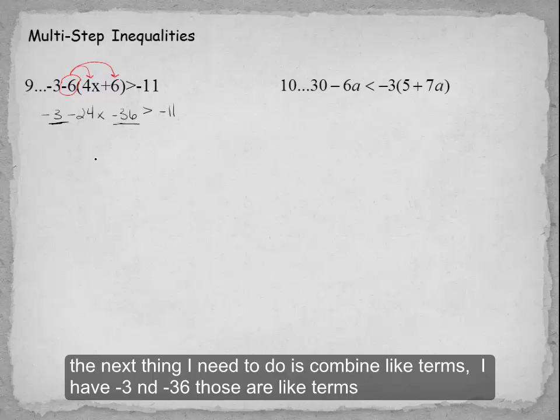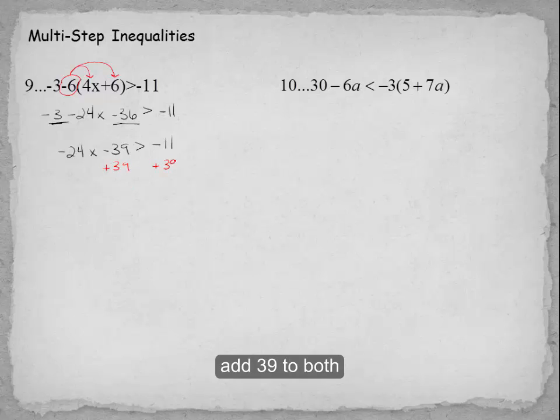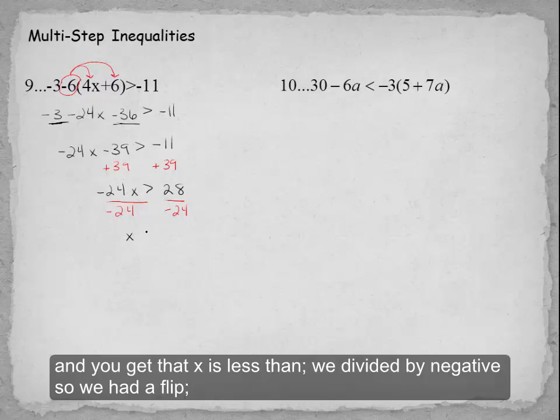I have -3 and -36. Those are like terms. So I'll add those together to get -39 is greater than -11. Add 39 to both sides. And I get -24x is greater than 28. Divide both sides by -24. And you get that x is less than, we divided by negative, so we had to flip.